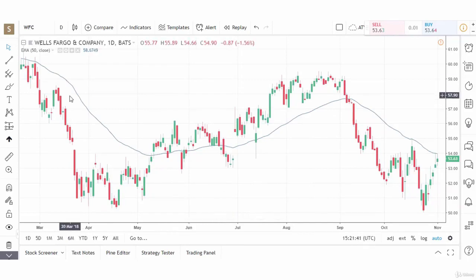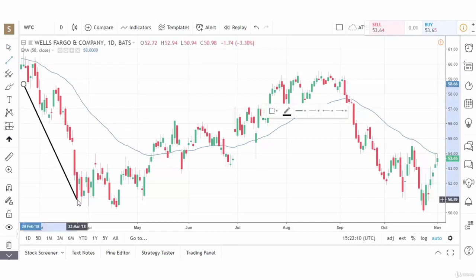With the exponential moving average, we want to be short or not long the stock when it's trading under the exponential moving average, and we want to be long the stock when it's trading above the EMA. So if we start at the beginning of the chart, we see the stock is below the 50-day exponential moving average, and it's in a downtrend. And I'll add a downtrend line here. And it's below the EMA. So we'll use the EMA as our support and resistance level.